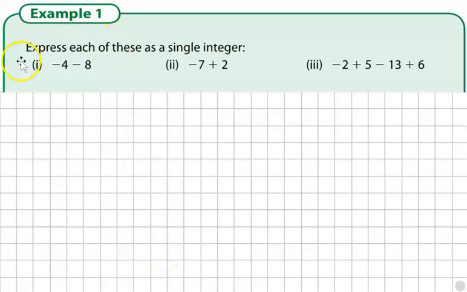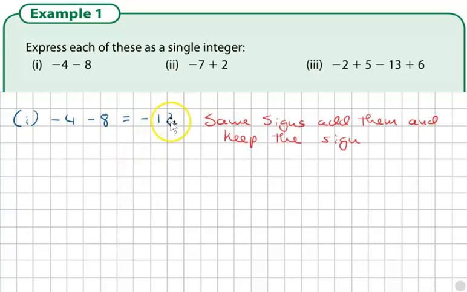Example 1. Express each of these as a single integer. So a single positive or negative whole number. So part 1, minus 4 minus 8. Well, here we have the same sign, so we're going to add them and keep the sign. So we get minus 12. So same signs, add them and keep the sign.